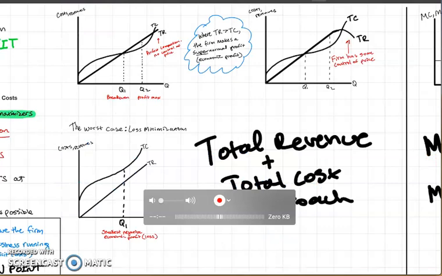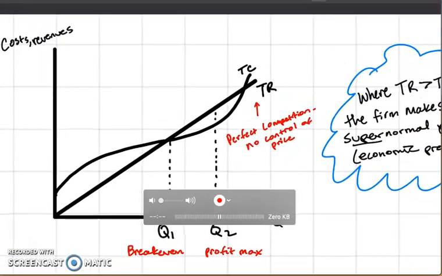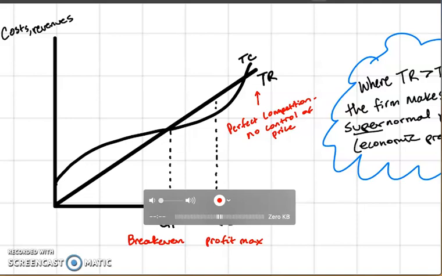Here we can see three different diagrams. In my first diagram, I'm looking at the profit maximization of a firm that is in perfect competition. So we can recall from our revenue videos that a firm in perfect competition experiences this increasing linear total revenue curve with no fall off at the end. So if we superimpose the total cost curve on top of this total revenue curve, we can see that at Q1, this firm has achieved break even.